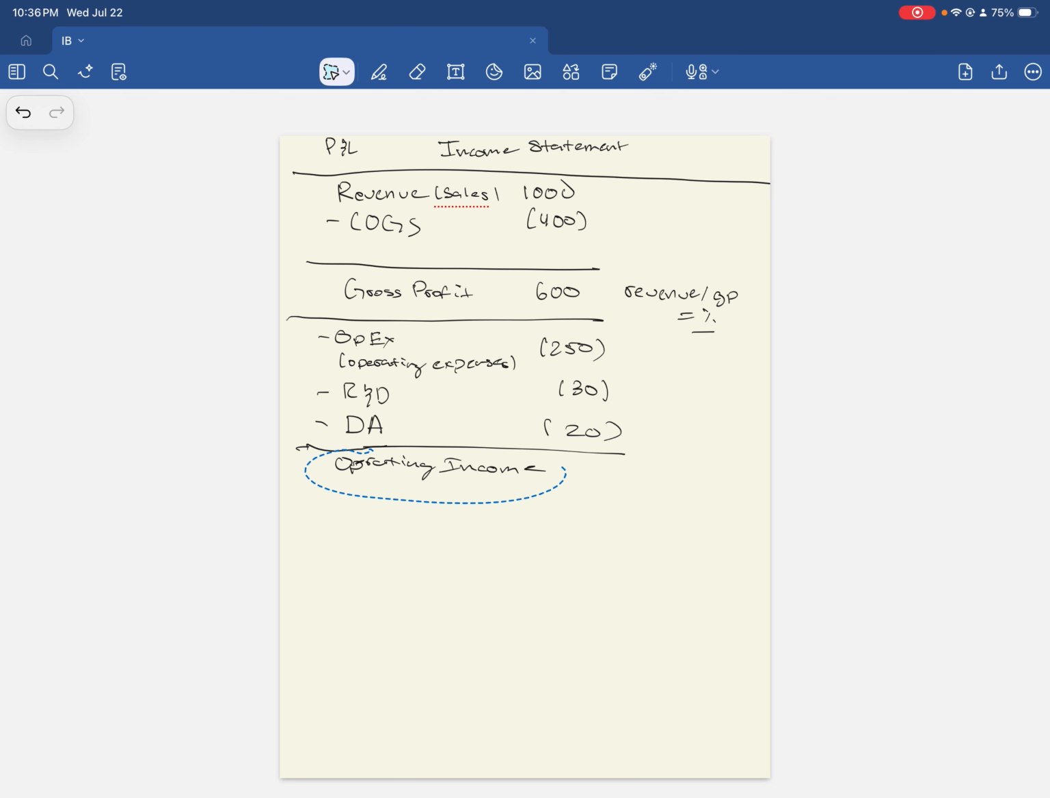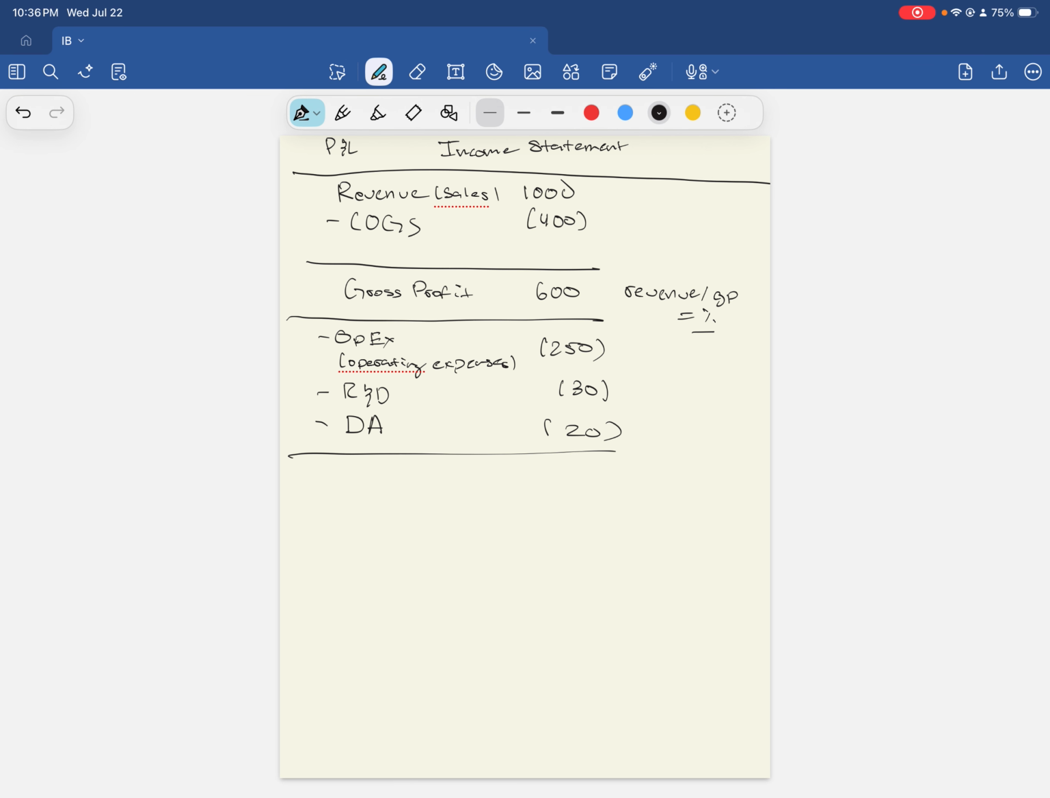Honestly, let me just delete this right here. It's your EBIT is what that is. EBIT, operating income. Okay, so what is EBIT? EBIT is your earnings before interest and taxes.